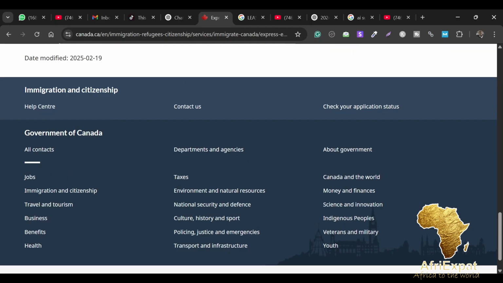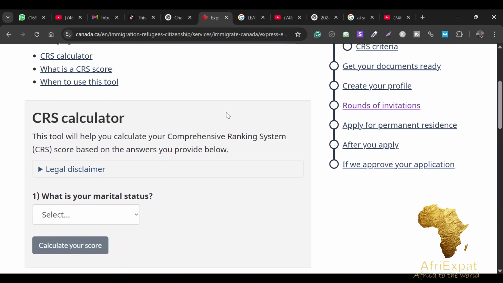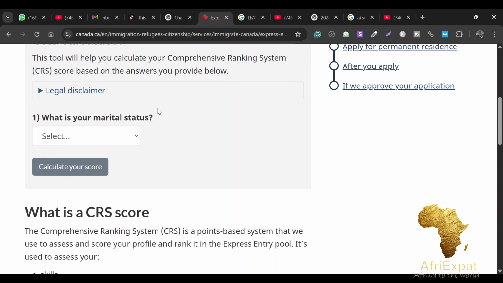So in this third example, the individual is an applicant with advanced education but limited work experience. Let's assume they have the same age, which is 30 years, and they have advanced education. Of course they have a master's, but they have limited work experience. So let's see what their score will be. Everything will be the same except for the work experience.